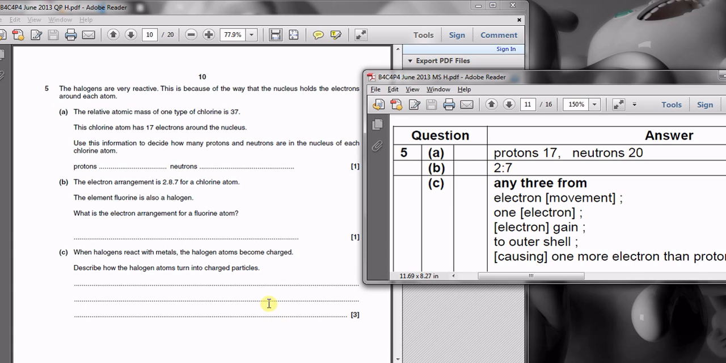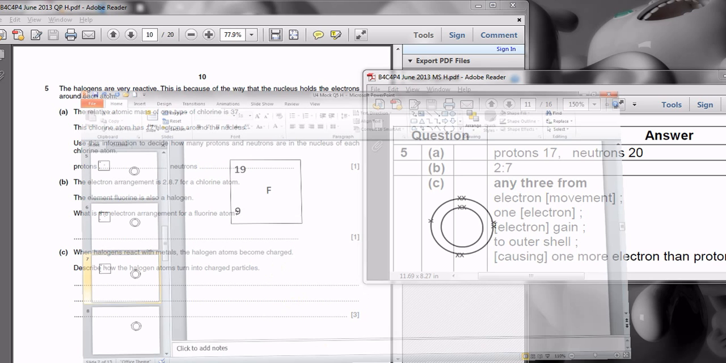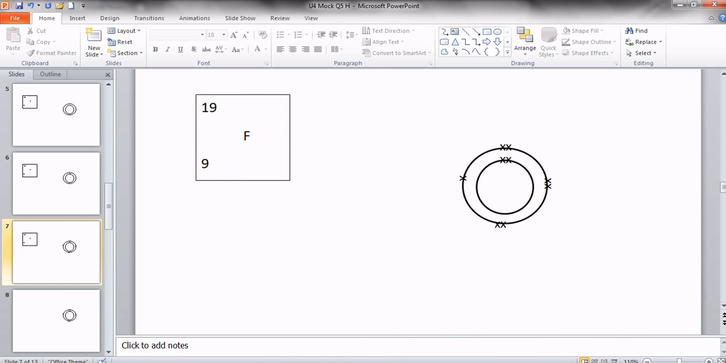So part C of this question asks, when halogens react with metals, the halogen atoms become charged. Describe how the halogen atoms turn into charged particles. So let's go back and have a look at our picture of fluorine again. Here's our fluorine atom. On the outer shell, just like all of the other halogens, there are 7 electrons. Notice that leaves a space here, so 1 space before it becomes a full outer shell.